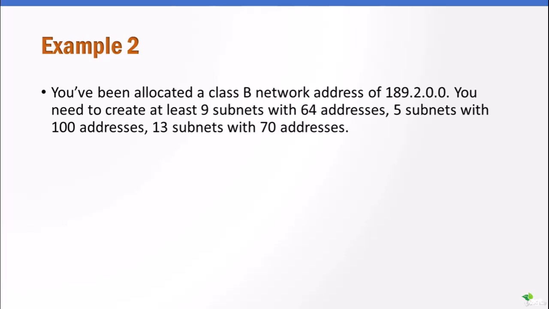Now, to clear this up, we're not looking to create 9 subnets with a total of 64 addresses, but 9 subnets with 64 addresses for each of those 9 subnets. So for example, for these 5 subnets with 100 addresses per subnet, it's going to be a total of 500 addresses for all of those 5 subnets.